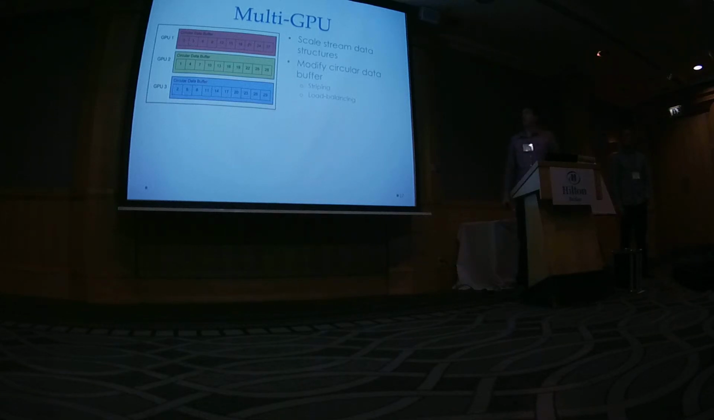Next, we implemented a multi-GPU solution. To do this, we essentially took our circular data buffers and our stream structures, and we spread them across, in this case, 3 GPUs, which was what our system had. As you can see, we also striped the data across the 3 GPUs, so every third observation vector is stored on each GPU. Additionally, this gives us a form of load balancing, because when we go to execute, let's say, 6 observation vectors, each GPU is going to be executing 2, allowing us to evenly distribute the workload.